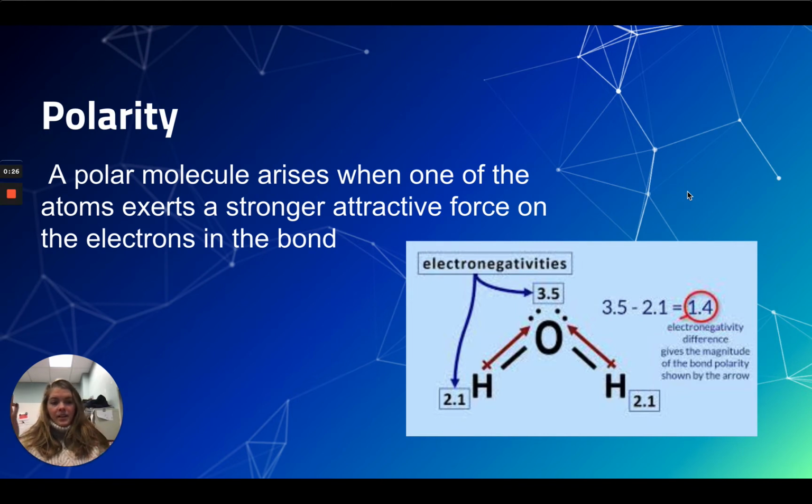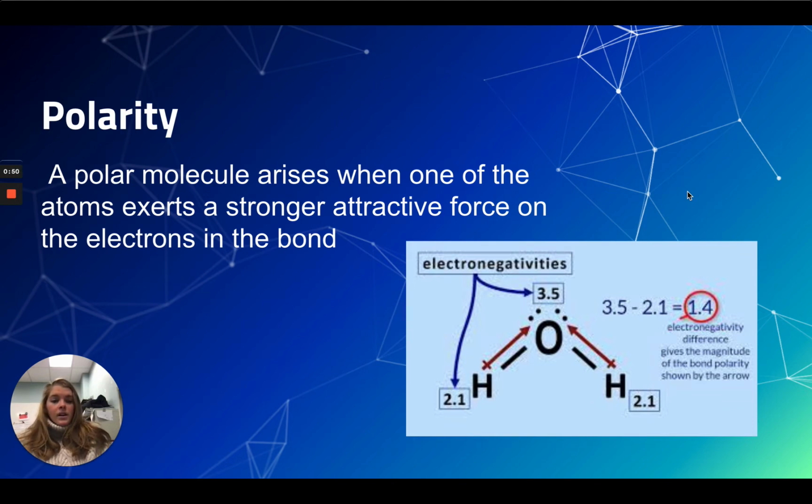Polarity plays hand in hand with electronegativity. So the definition of polarity is a polar molecule that arises when one of the atoms exerts a stronger attractive force on the electrons in a bond. So today we're going to start talking about bonding and what bonding is. Polarity is very prevalent whenever things are bonding.